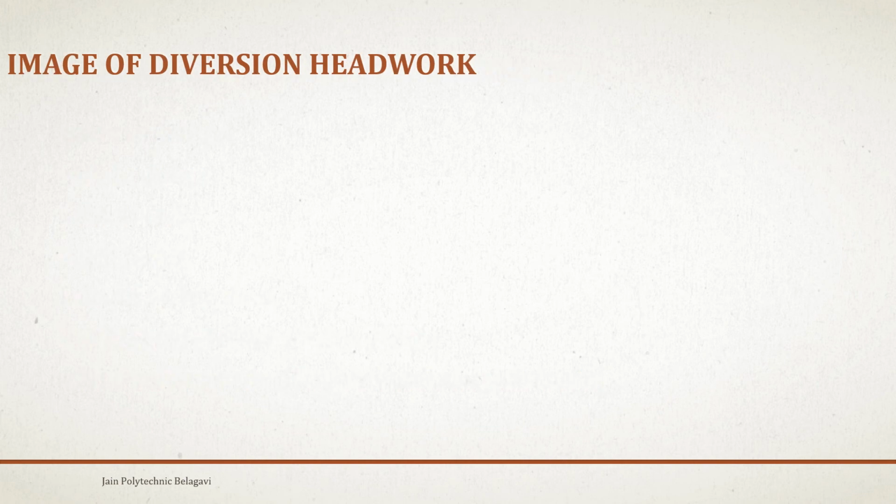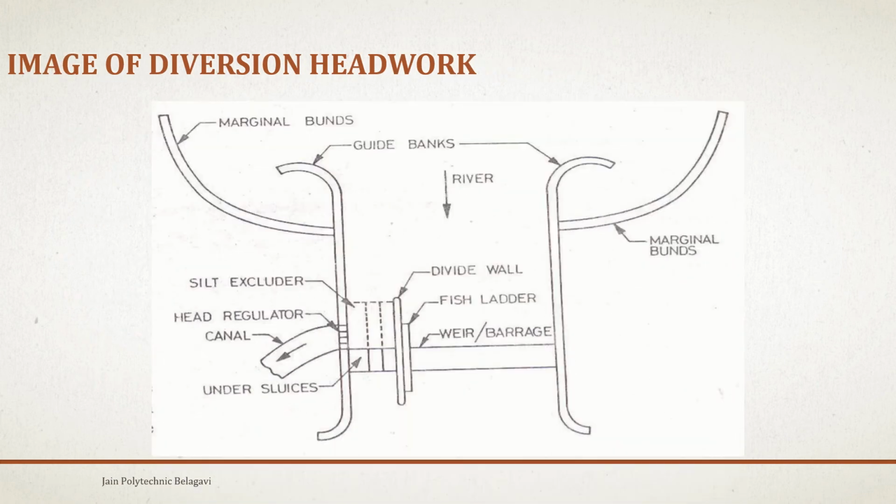Next, we'll go to the image of the diversion headwork. It is the typical figure of how the diversion headworks looks from the top. This is the marginal bund, similarly we have the guide banks. This is the flow of the river. This is the divide wall, the fish ladders, and the weir or barrage.